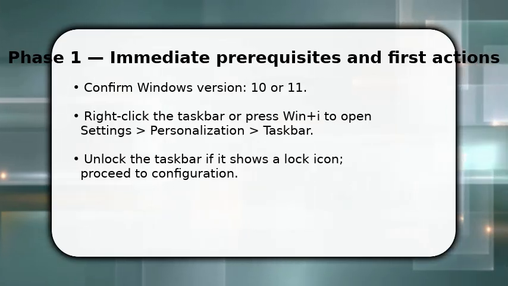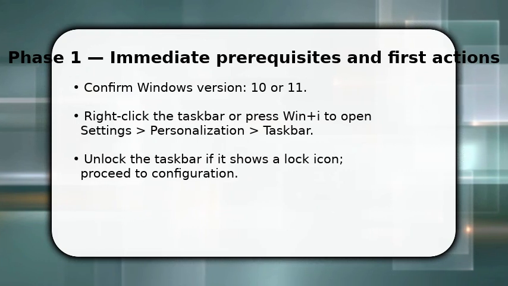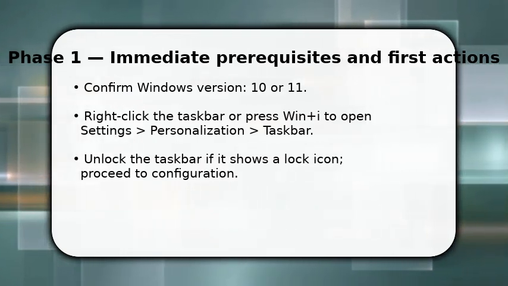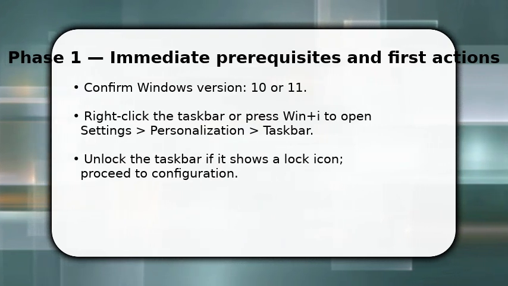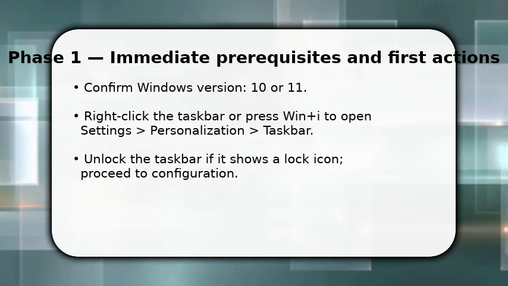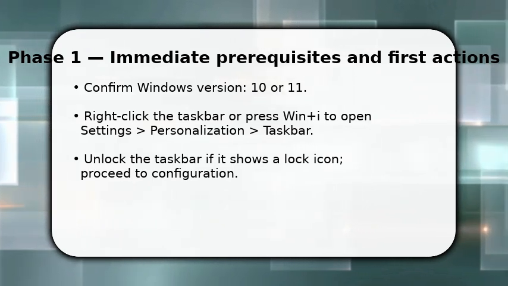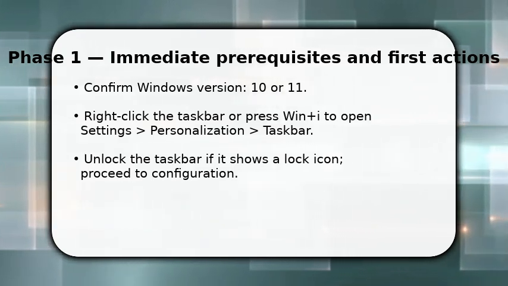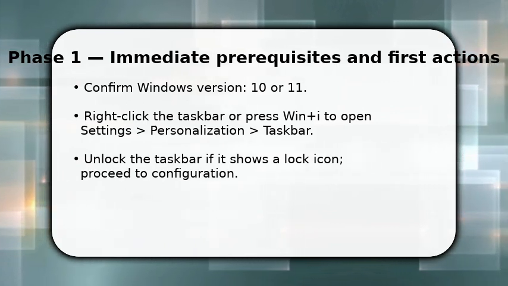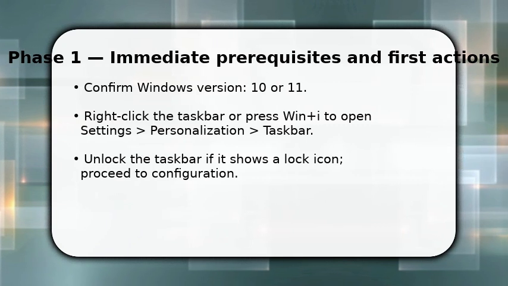You start by confirming you're on Windows 10 or 11 because menus differ slightly. Once confirmed, right-click the taskbar or press Win plus I to open Settings, then go to Personalization and Taskbar. Make sure the taskbar is unlocked. If it's locked, unlock it so you can change behavior. These first steps get you into the correct control panels and prevent accidental resistance when you attempt changes.